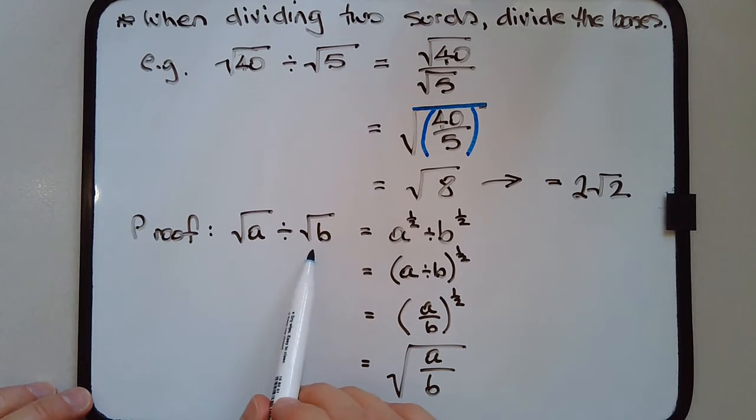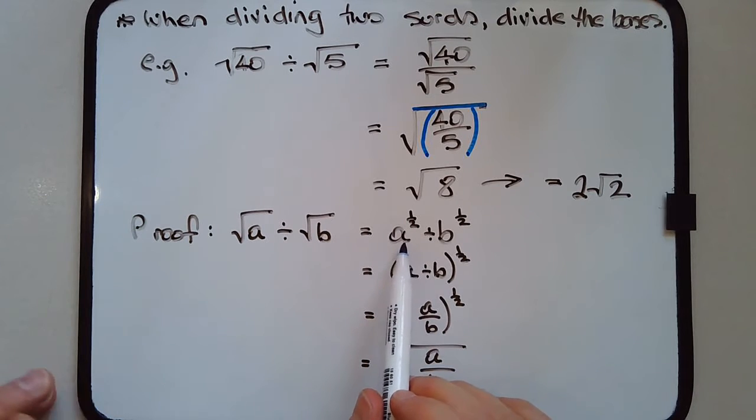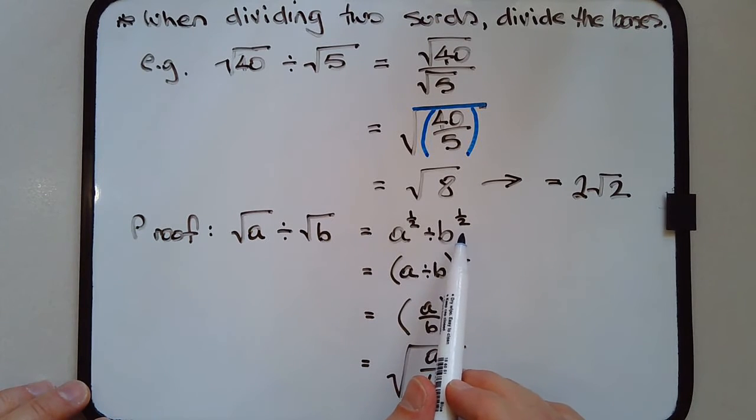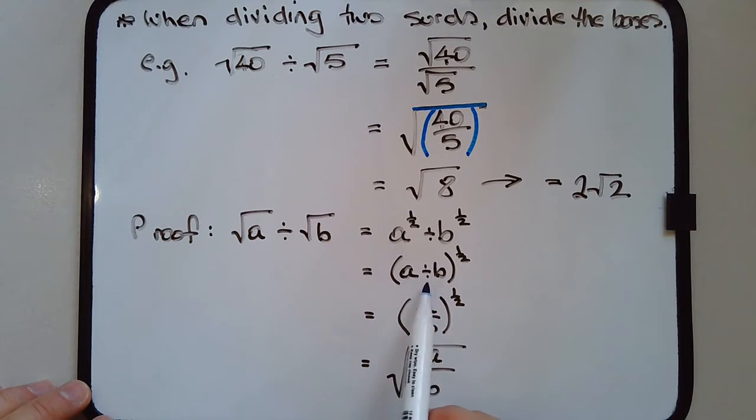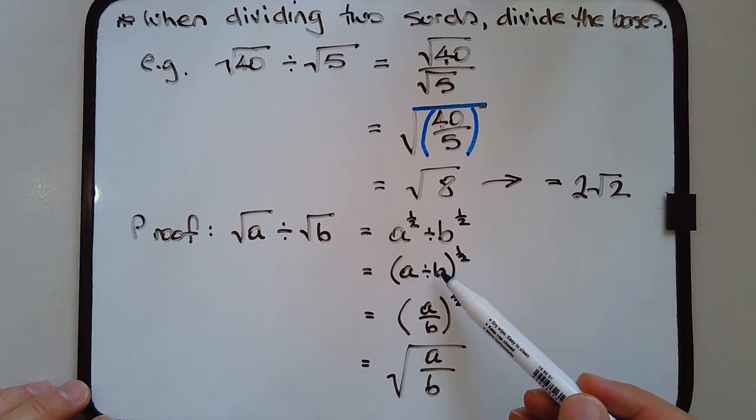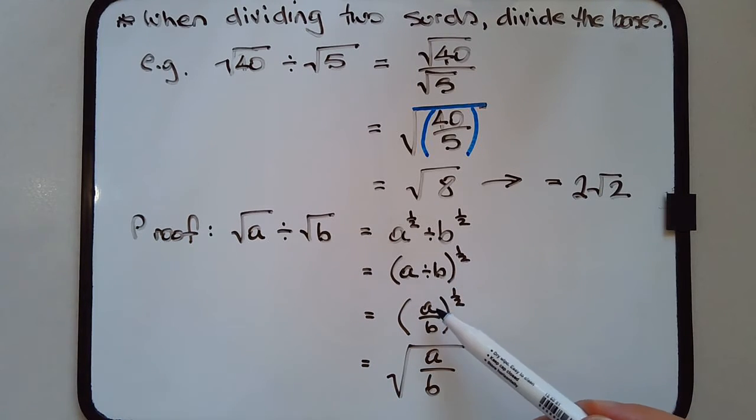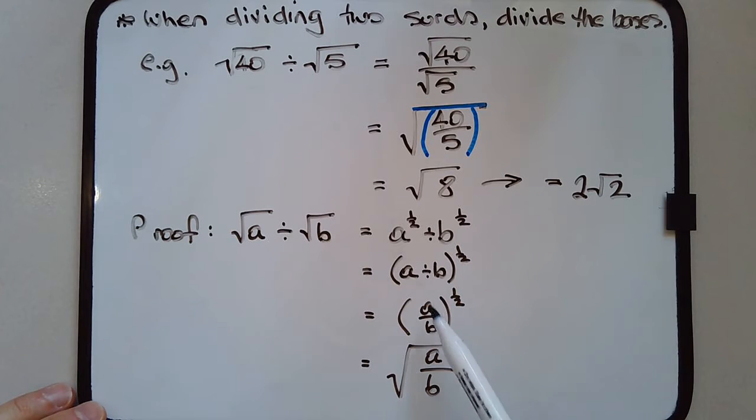Proof. Square root of a divided by the square root of b. That's just a to the half divided by b to the half using index laws, the fractional index law there, which is the same as a divided by b to the power of half. And a divided by b can be expressed in fraction form, the fraction a over b, and that's all to the power of half. Then we can express it back using surd notation, or square root notation, which is square root of a divided by b inside the surd.